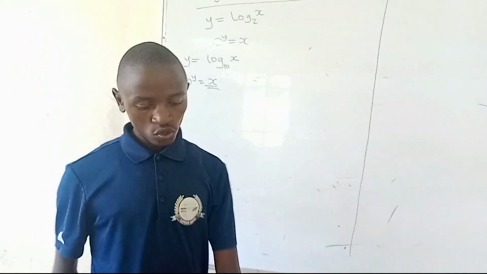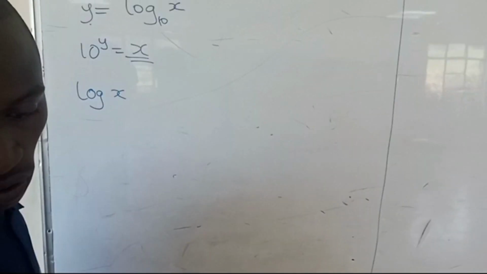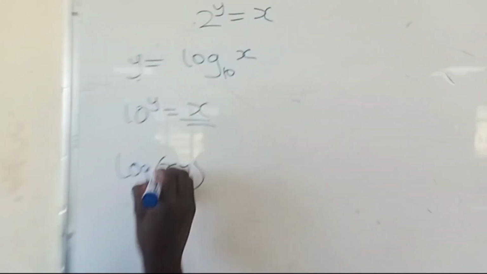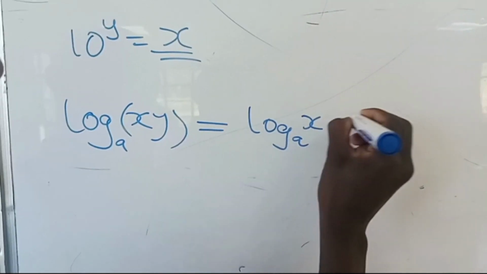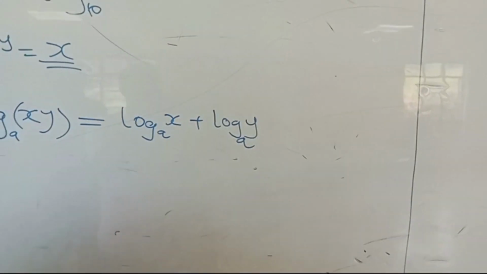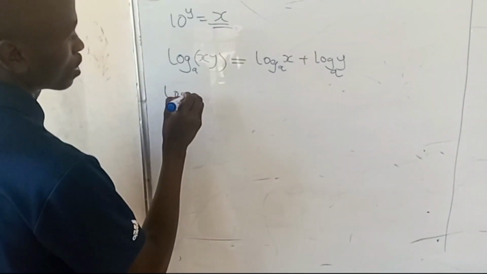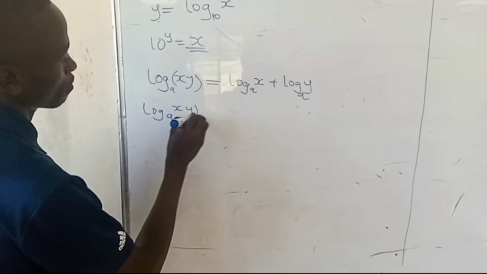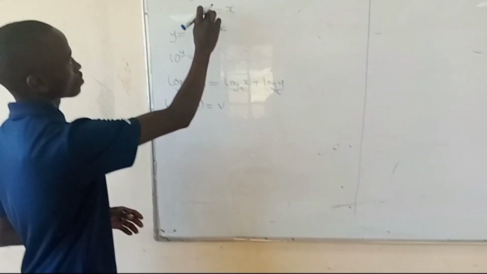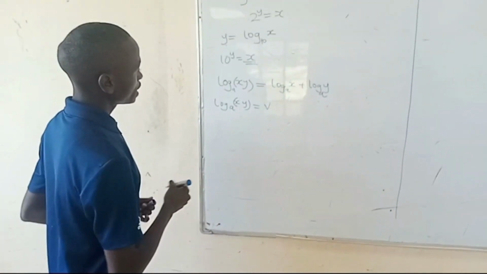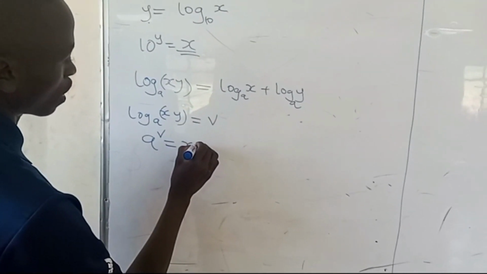Once again, you are told to show that log xy base a is equal to log x base a plus log y base a. What you have to know is that you can first let log xy base a be v. When converting this, the way I have shown you how to convert, you just get a power v will be equal to xy.